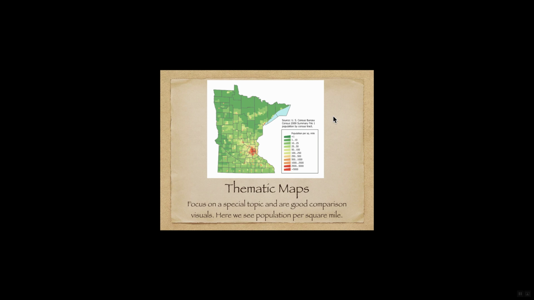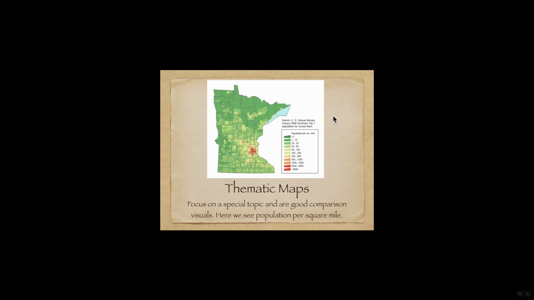Now we get into thematic maps. Thematic maps show a specific topic, and you can compare from one time to another with thematic maps. Now here's a map of Minnesota. It does have the county lines, but the colors show how densely populated it is. Remember, population density is the number of people living in someplace in each square mile.